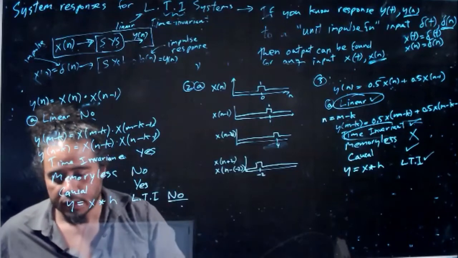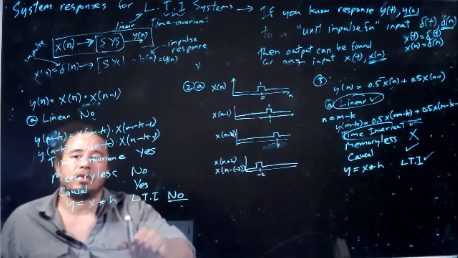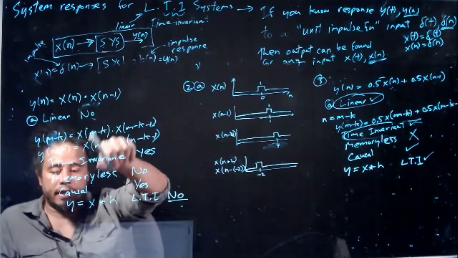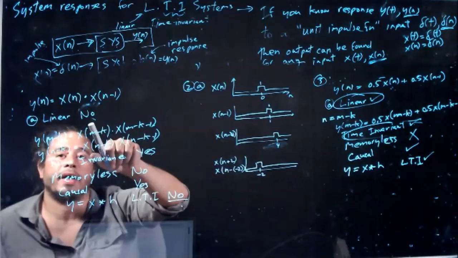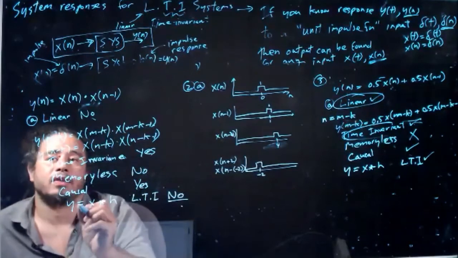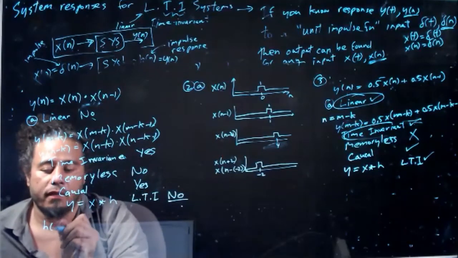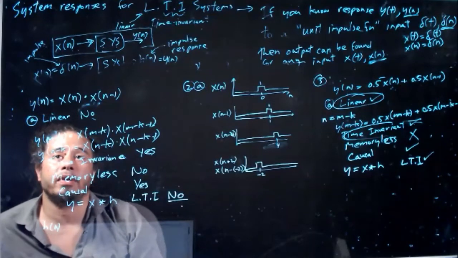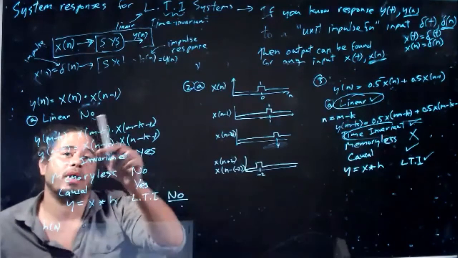Okay? So let's sketch the impulse response for the system. The impulse response, h of n, is the output that you would get if the input was the delta function.